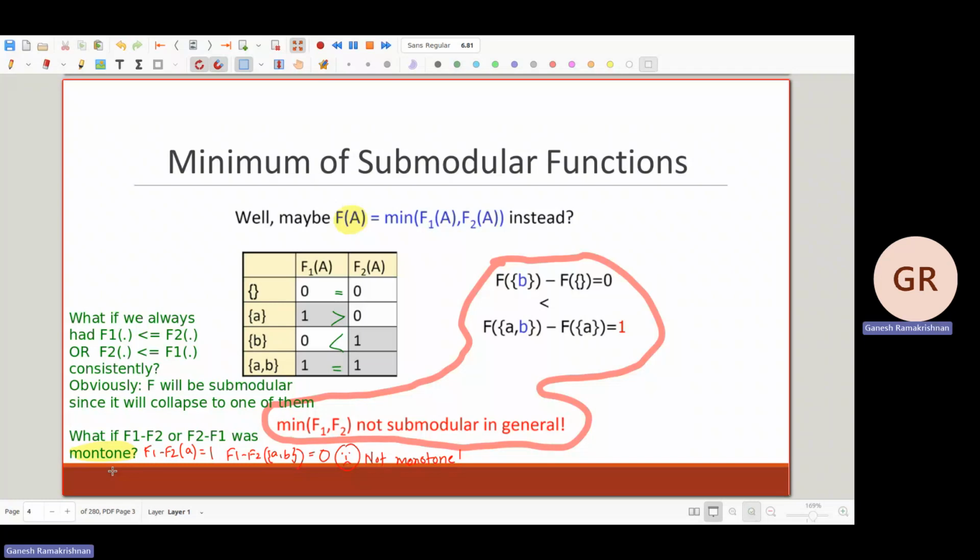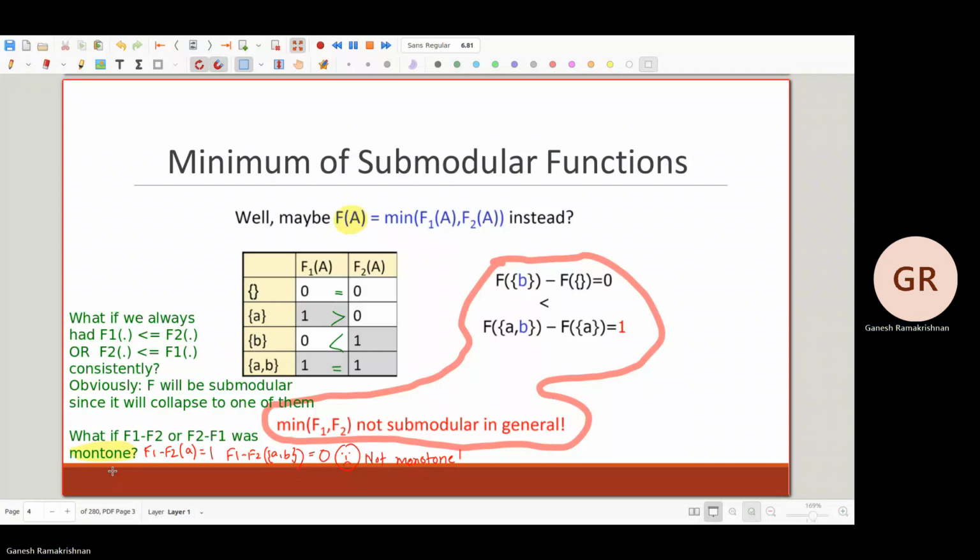Assuming F1 and F2 are under some constraints, such as both F1 minus F2 and F2 minus F1 being monotone. So you should think of some conditions which are simpler than submodularity. Monotonicity is very much a simpler condition than submodularity.